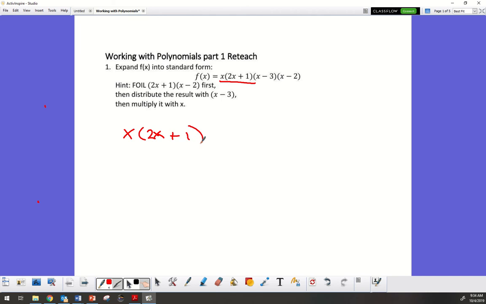plus 1. Is there like a noise going on in the background? There is, isn't there? There we go. Oh. Okay.